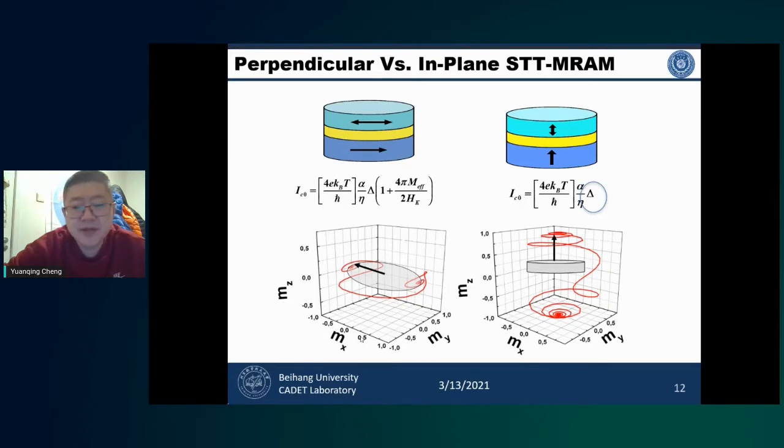So to improve the scalability, the perpendicular STT-MRAM was proposed. In this kind of MTG, the magnetization is perpendicular to the STT-MRAM plane, or perpendicular to the free layer and reference layer, as shown in the right figure. So my research work will focus on the perpendicular STT-MRAM because it can be more easily integrated with the more advanced CMOS transistor technology.